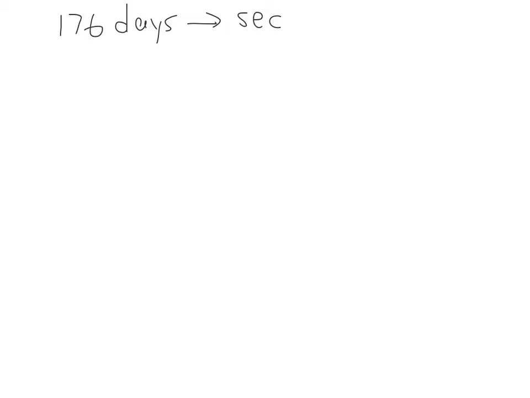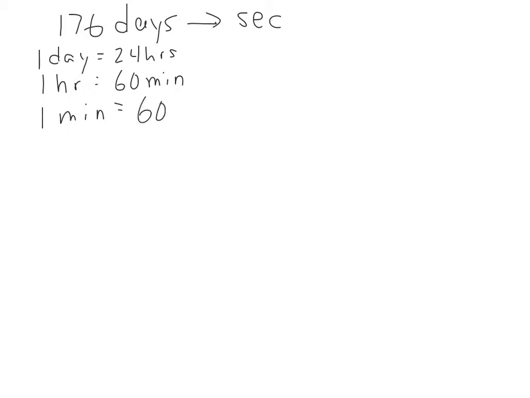Okay, again, start by writing your equalities. I don't know how many seconds are in a day, but I know that one day is 24 hours. And I know that 1 hour is 60 minutes. And I know that 1 minute is 60 seconds. Okay, a little bit more complex, a little bit more steps, but it's the same process. Start by writing down what you need to convert, 176 days, and start creating your table.